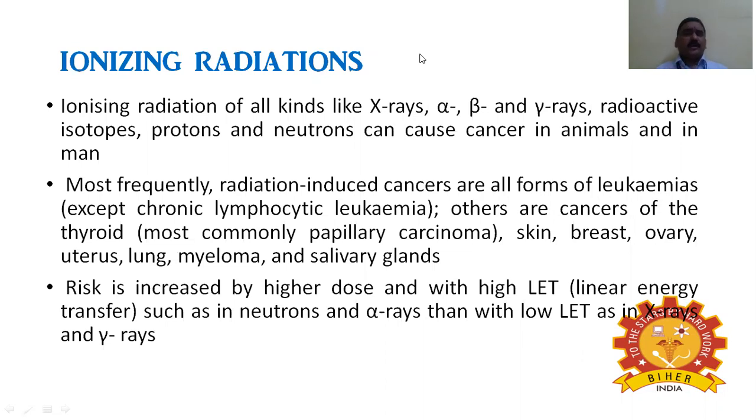The risk is increased by a higher dose and with high linear energy transfer, LET. So the risk is based on the dosage: higher dosage with high LET, linear energy transfer, such as neutrons and alpha rays, than with low LET in X-rays and gamma rays.